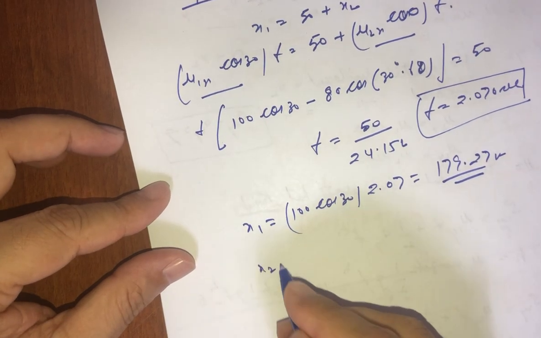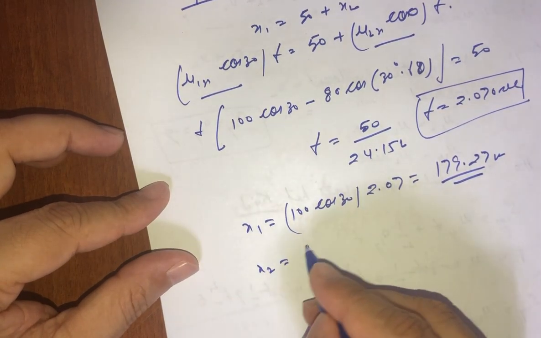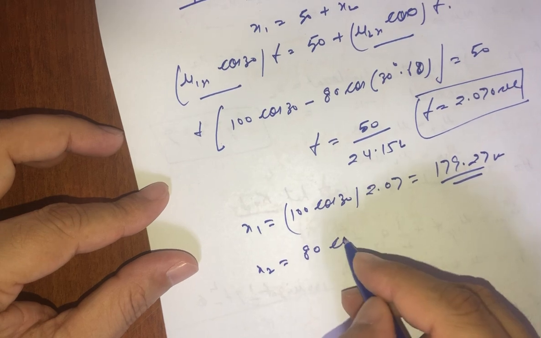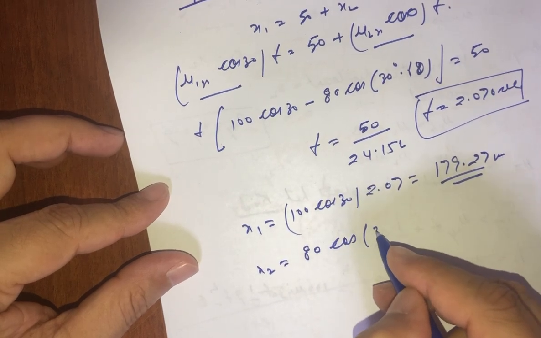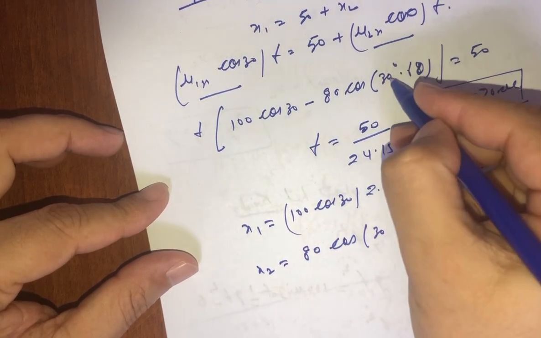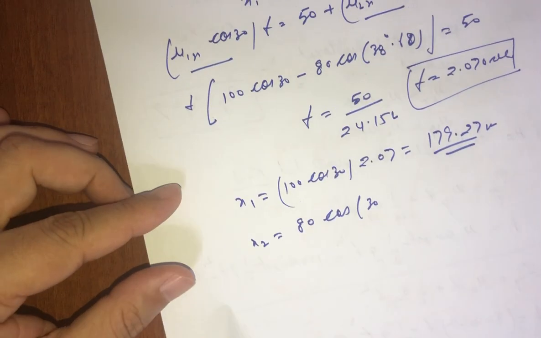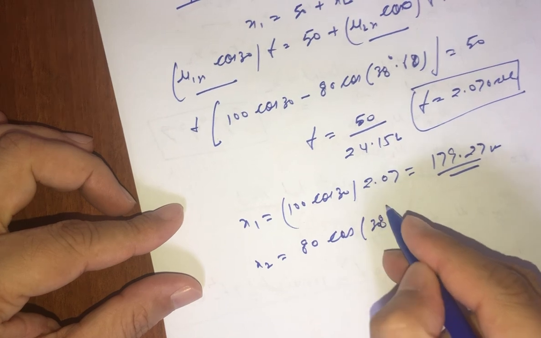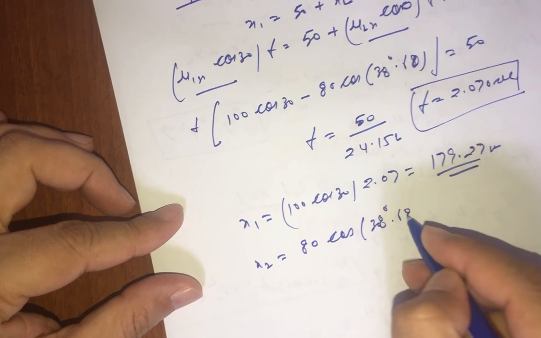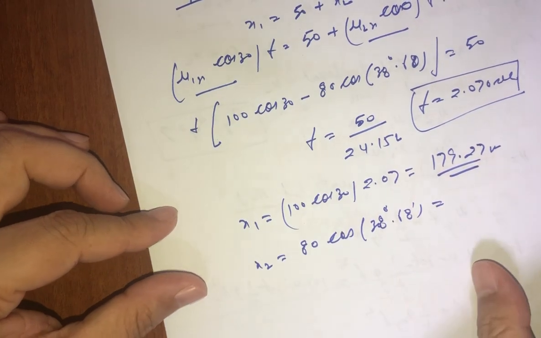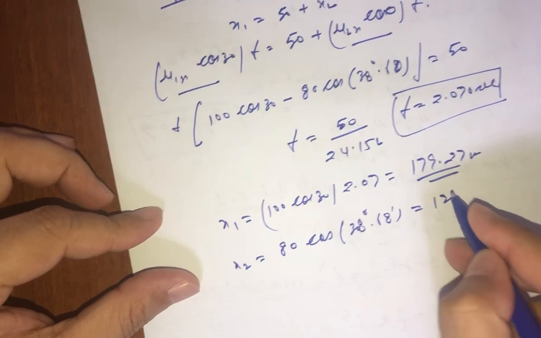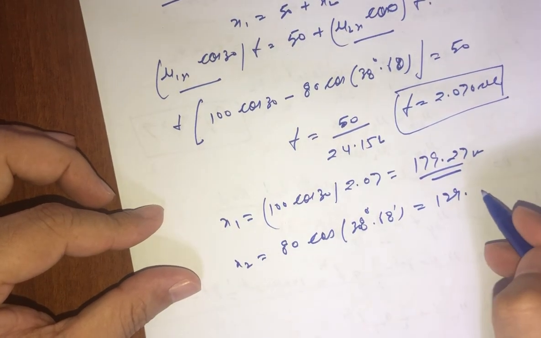And x2, similarly we can find out, that is 80 cos of 30, sorry it should be 38 I think, let me check. Yes, 80 cos of 60. This will be coming as 129.27 meters.